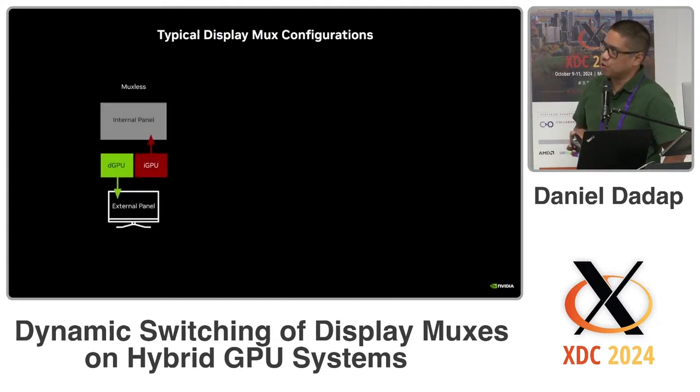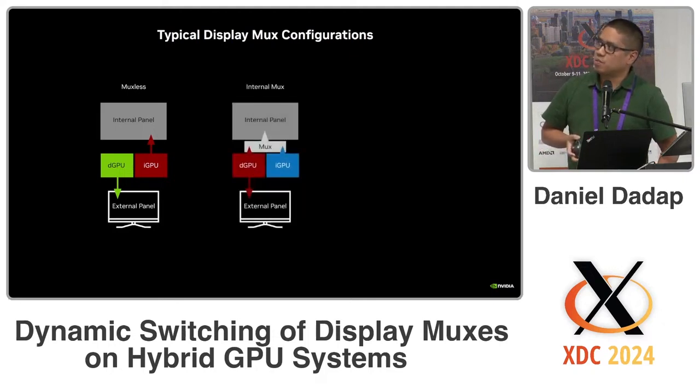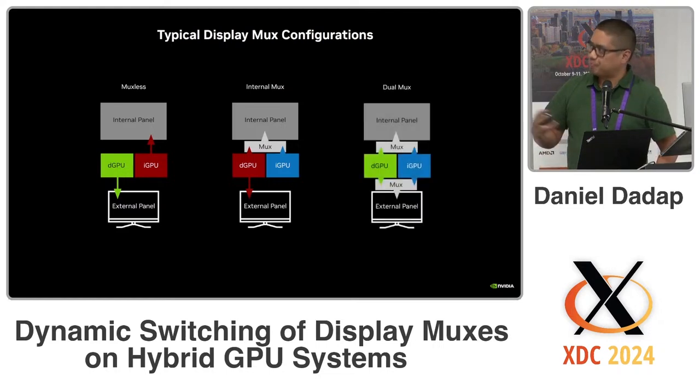Here's a system with no muxes. That's the simplest configuration of all. And on this one, we have the internal panel is permanently driven by the integrated GPU. And we have an external panel that's, whenever it's connected, is always driven by the discrete GPU. If you add a mux to the internal panel, you can now select between either of those to drive the internal panel. You still have the external panel is fixed to a discrete GPU. And you can add an additional mux to also switch the external panel.